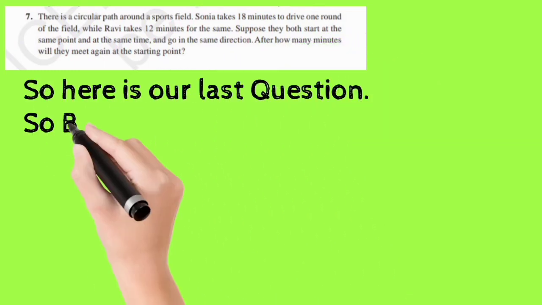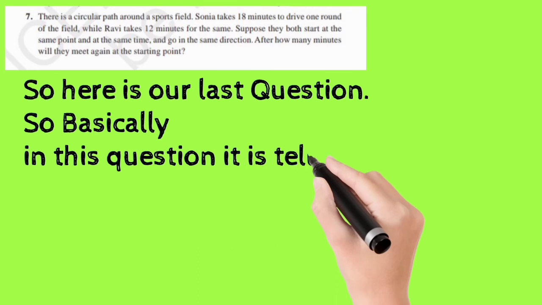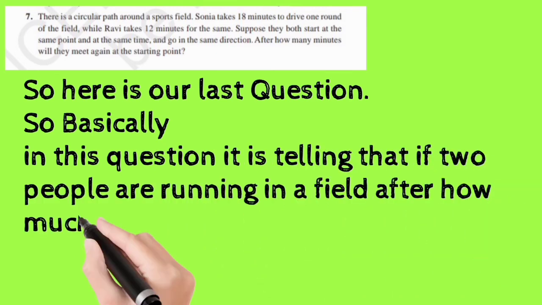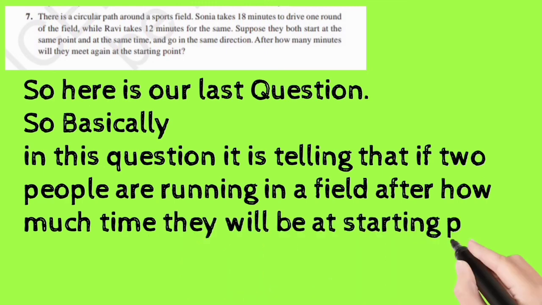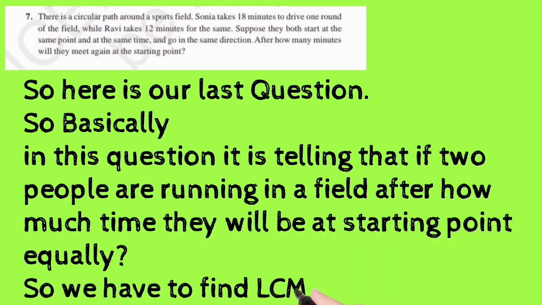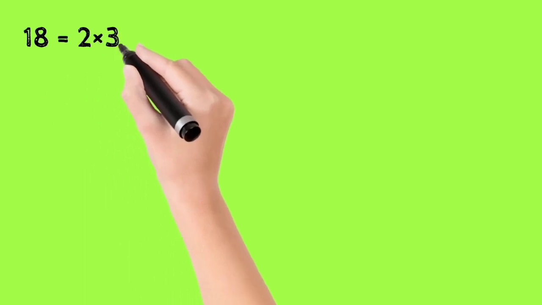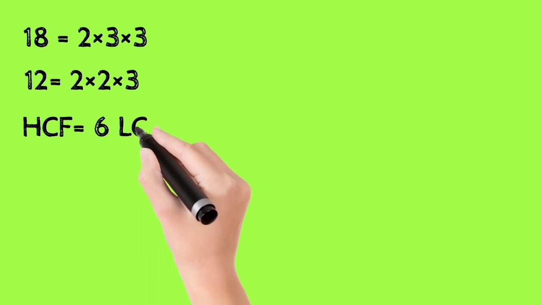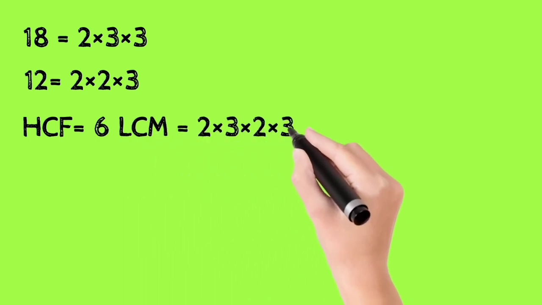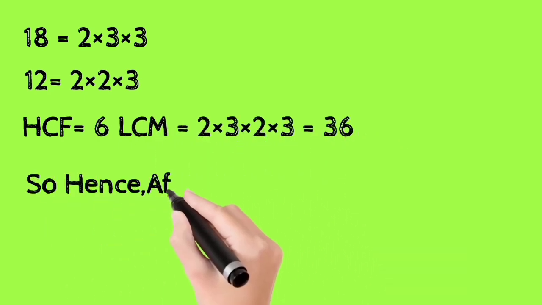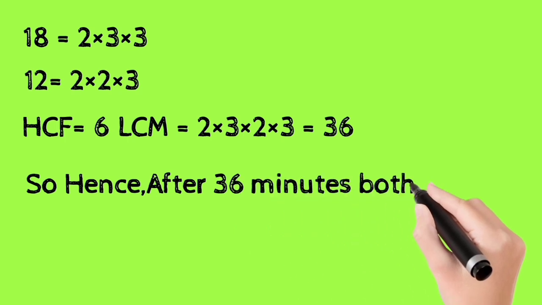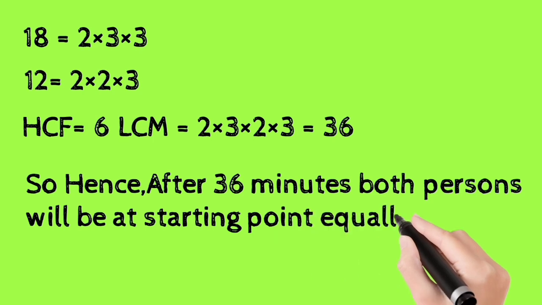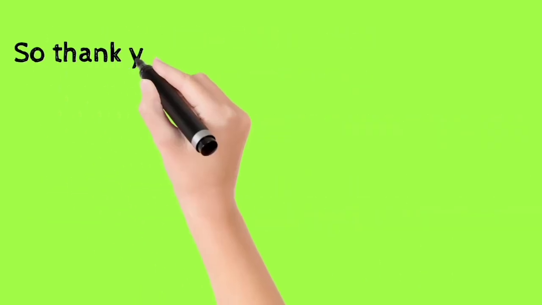So now it is time for our last question of exercise 1.2. Here, basically it is telling us to find the LCM of both numbers, because people are running in a field and we need to find after how much time they will be at the starting point together. So we have to find the LCM. 18 is equal to 2 into 3 into 3, 12 is equal to 2 into 2 into 3, HCF is 6, and LCM is equal to 2 into 3 into 2 into 3, which is 36. So after 36 minutes both persons will be at the starting point together. So this question is complete.